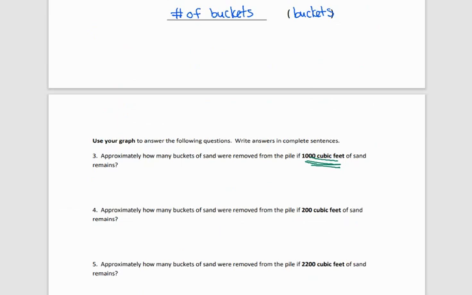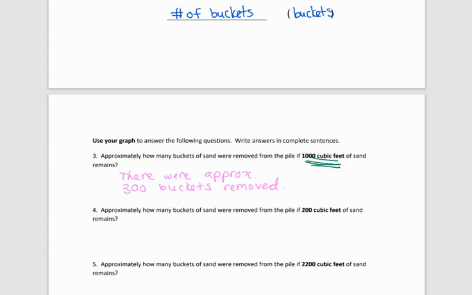All right, let's write that. Approximately how many buckets of sand were moved? There were approximately 300. You said 300, right, Tim? Good.